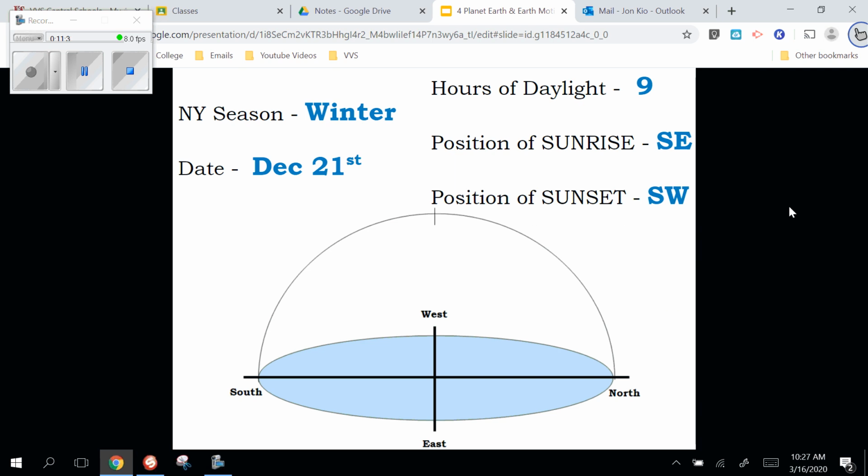Our sunset is a little bit south of west, and the sun takes a shorter path through the sky. It's not as high in the sky. It looks like this. Because the sun is very low, we don't get very direct rays. A lot of them bounce off.